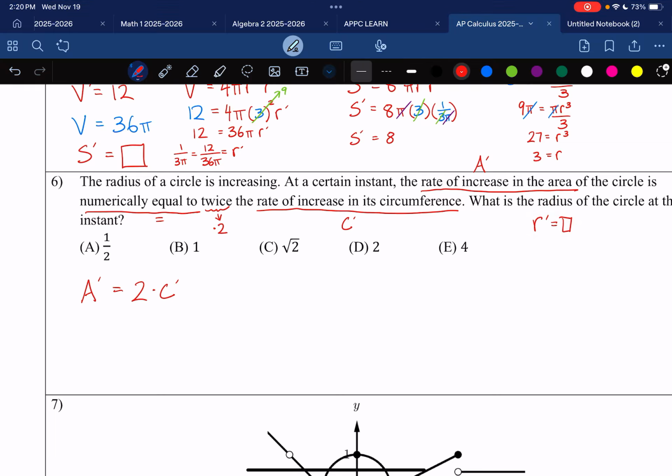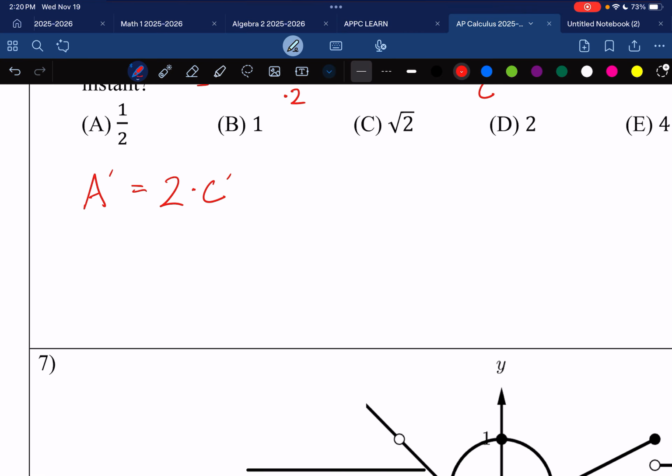Well, this problem is hard unless you remember one of those key facts that I told you at the beginning of the year, which is area prime and circumference prime are basically the same if you multiply circumference prime by r.